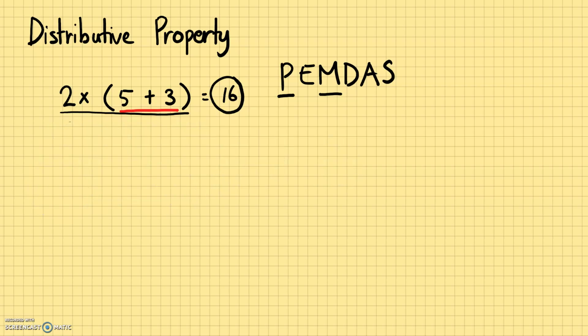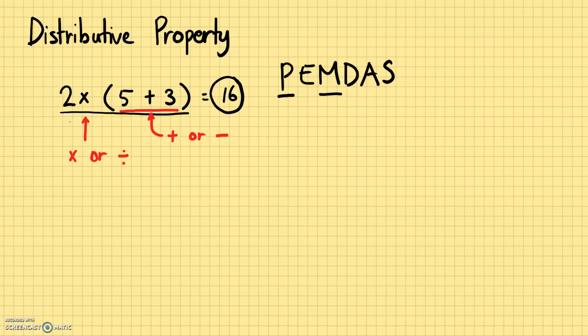Right? You can only use distributive property if there's a multiplying or multiplication or division outside the parentheses, and inside the parentheses it's either addition or subtraction. That's the only time when you can use distributive property.